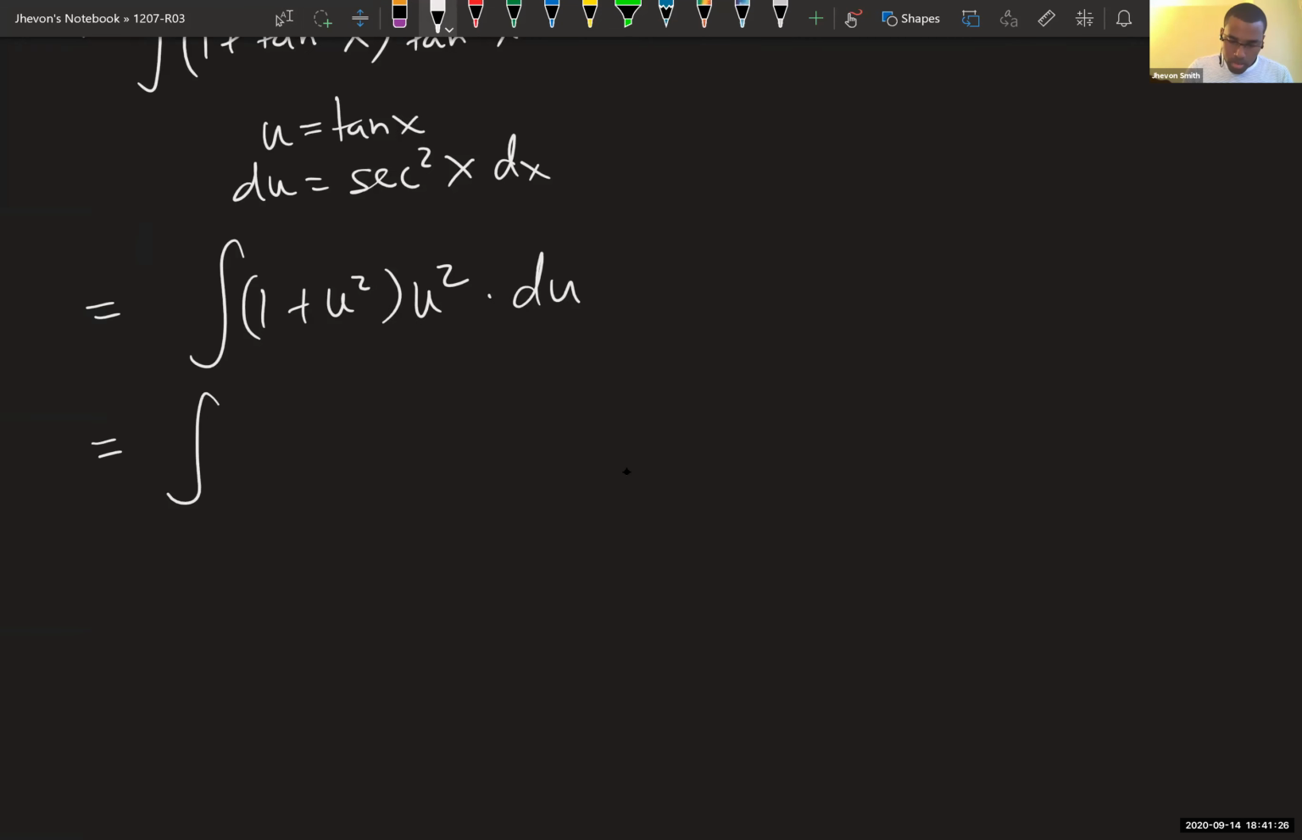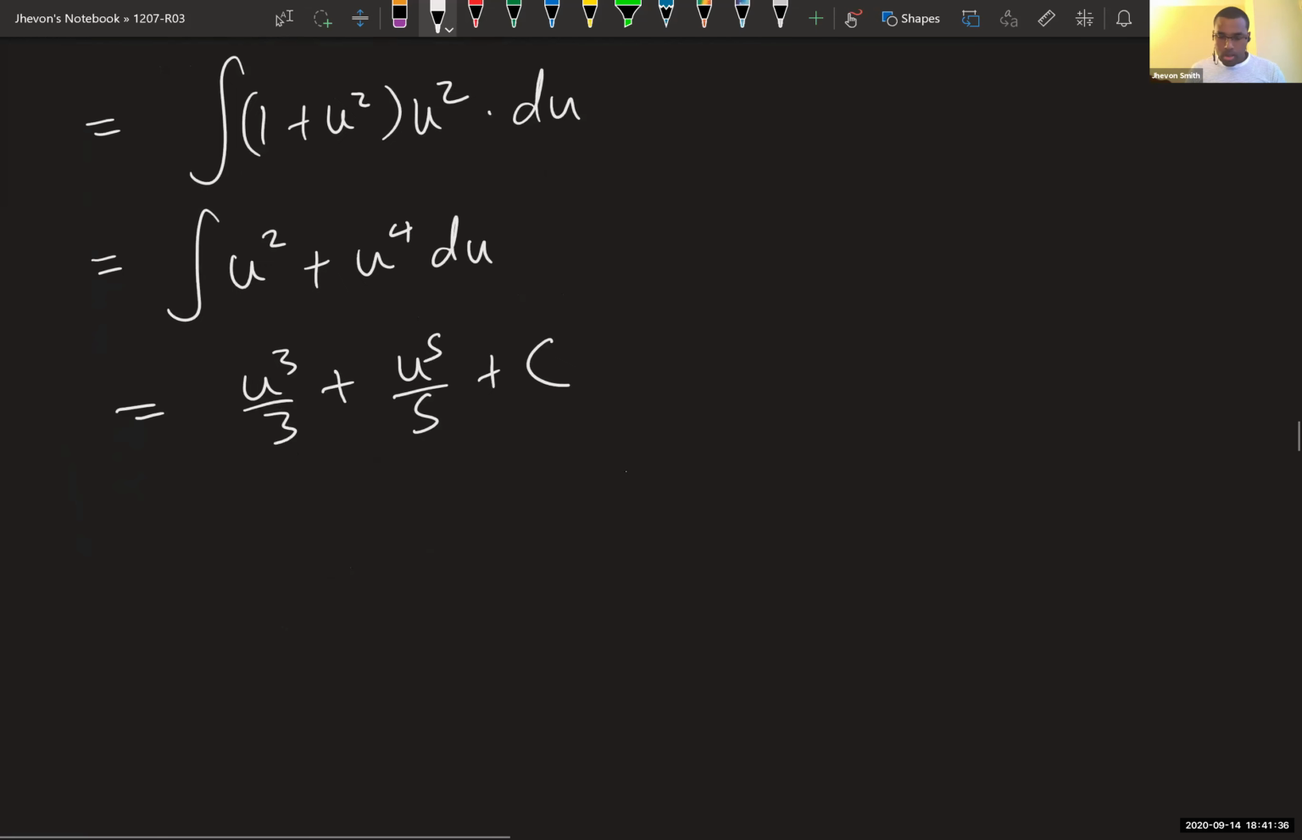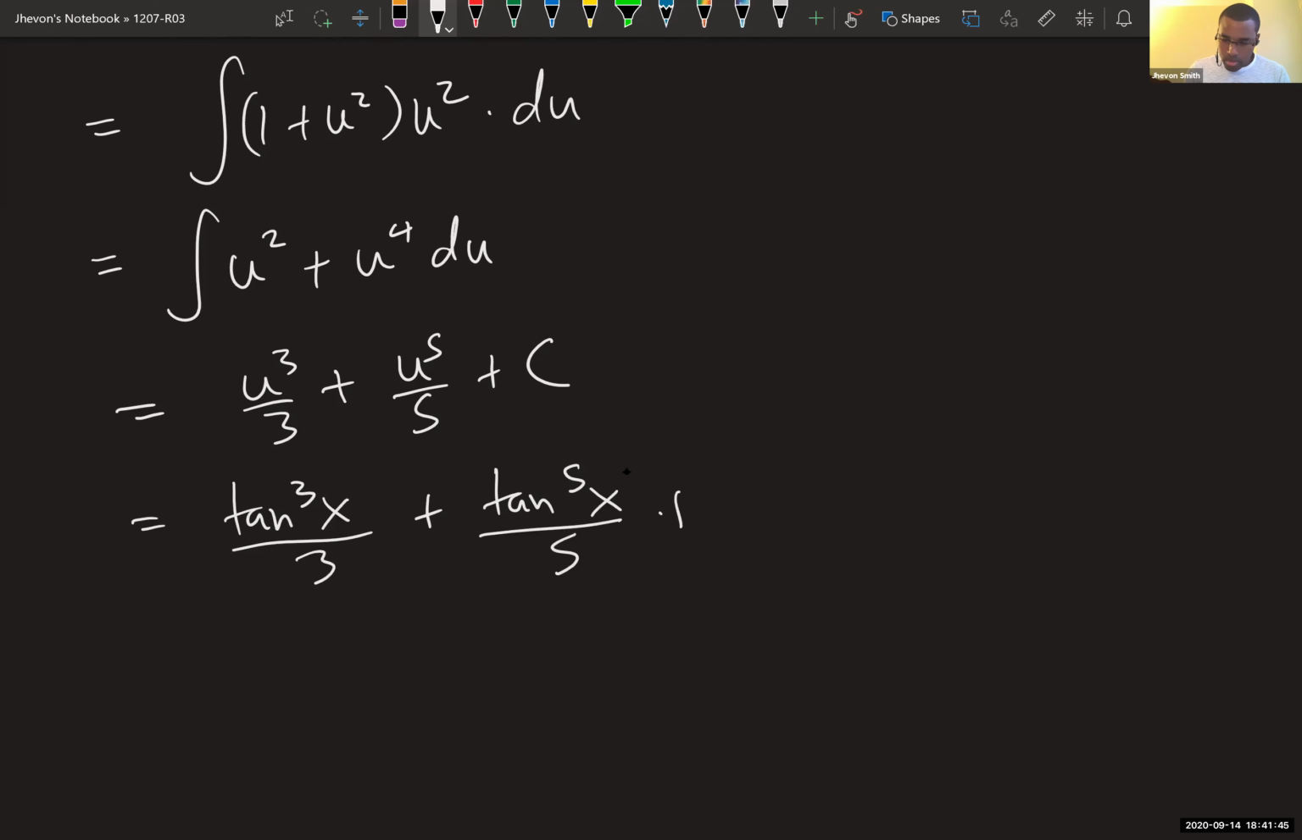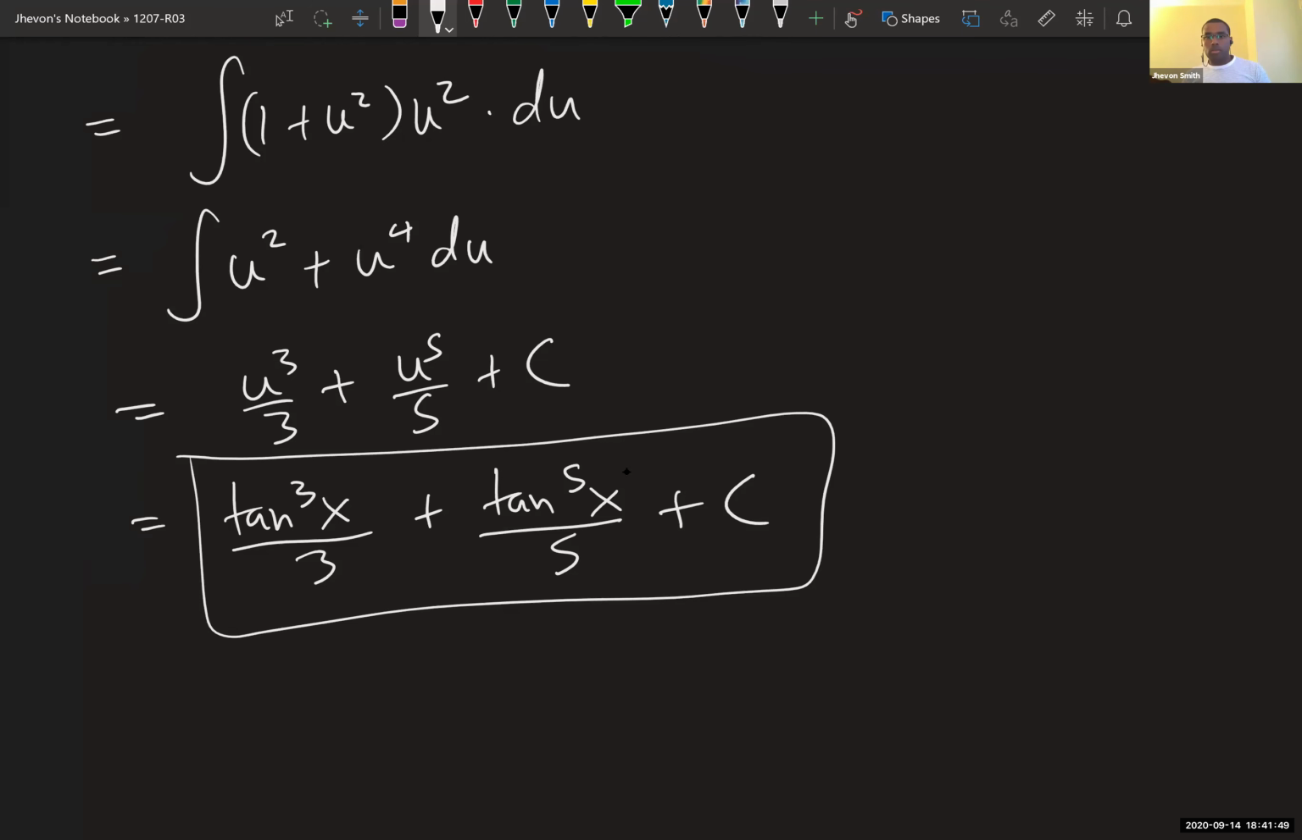Okay, so that just becomes the integral of u squared plus u to the 4th du. So u cubed over 3 plus u to the 5th over 5 plus c. It's tangent cubed x over 3 plus tangent to the 5th x over 5.